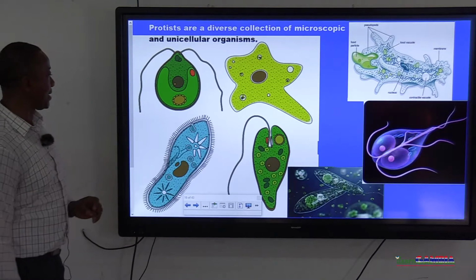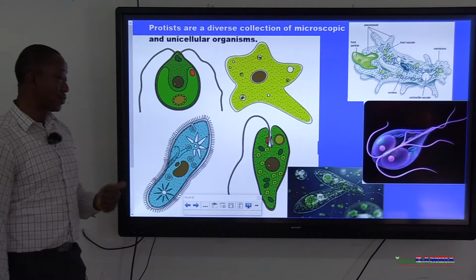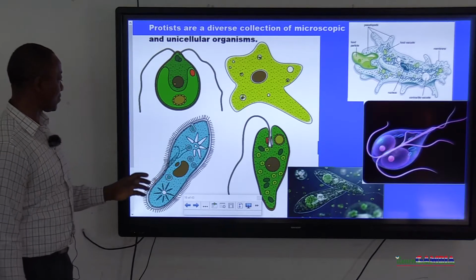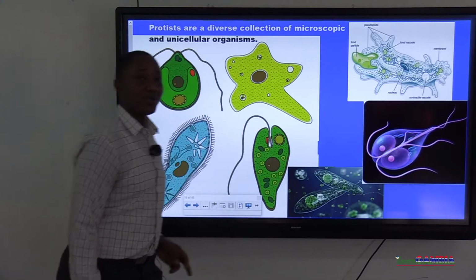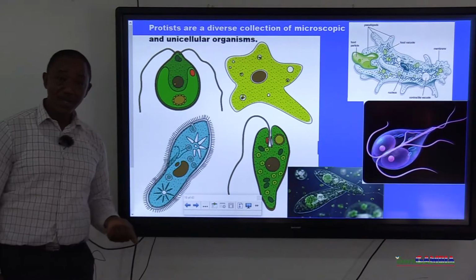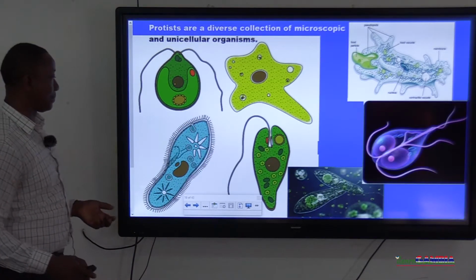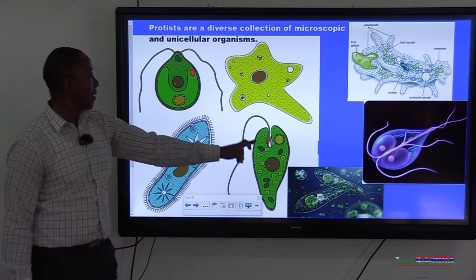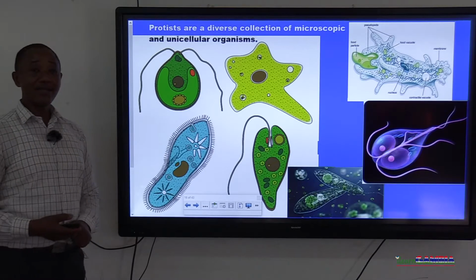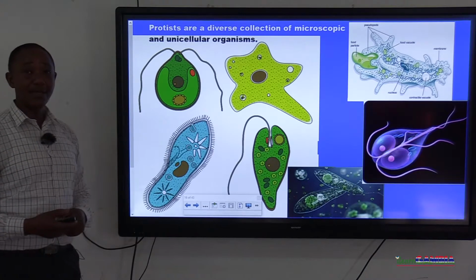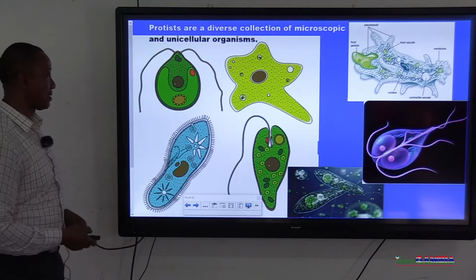Now, the protists, what is interesting about them is that some have similarities to animals, like the paramecium and the amoeba, because one, they don't make food, and they simply feed on others. There are other organisms like the euglena and this other guy here. You can see they're green, and they can actually photosynthesize food.